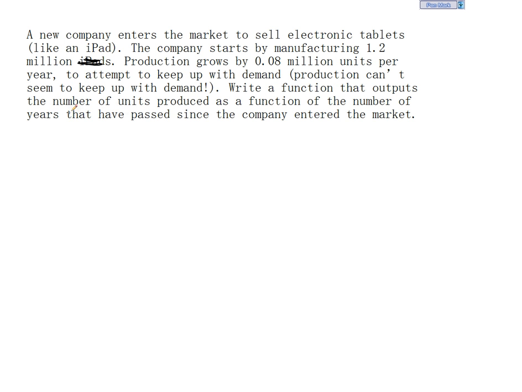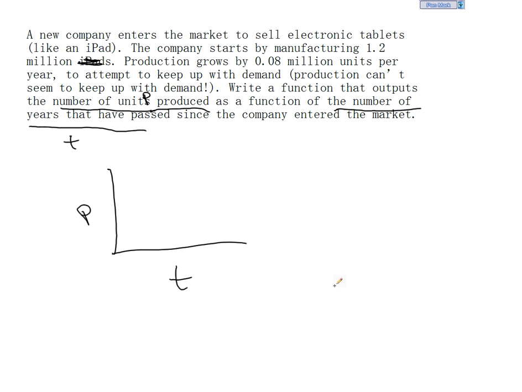Write a function that outputs the number of units produced. And maybe we'll call that P for produced, as a function of the number of years that have passed since the company entered the market. And I'll call that t. So we want to look at what happens to production as a function of time. We know that we start producing 1.2 million, let's pretend that's there, in year 0. And every year it increases by 0.08.